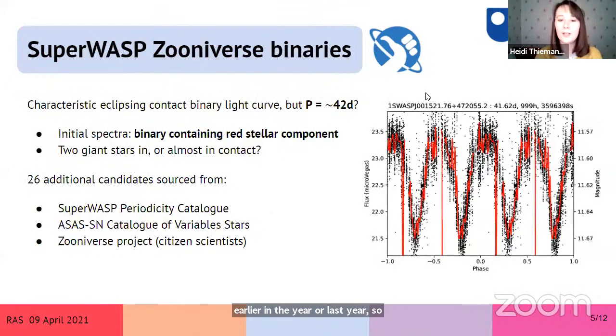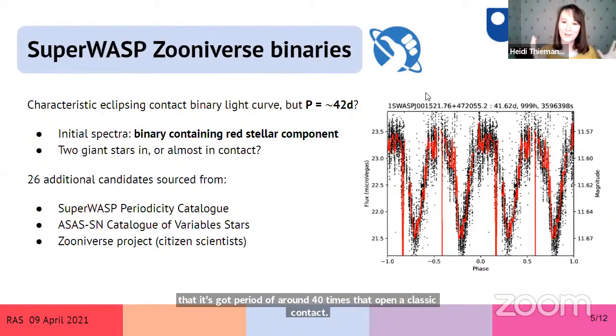So very early on in setting up the SuperWASP Variable Stars project, we identified this weird light curve shown here on the right. At first glance, it appeared to be that of a classic eclipsing contact binary star. But anyone who's worked with contact binary stars can see that it's got a period of around 40 times that of a classic contact binary.